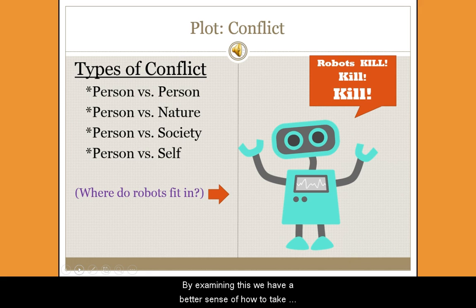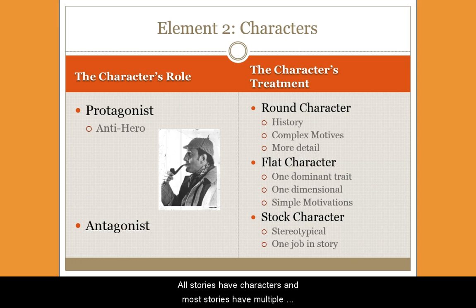By examining this, we have a better sense of how to take the resolution, and all of the other elements of the story, formal and stylistic. All stories have characters, and most stories have multiple characters that interact and have different purposes and roles in the story that will inevitably affect various other elements of the story.